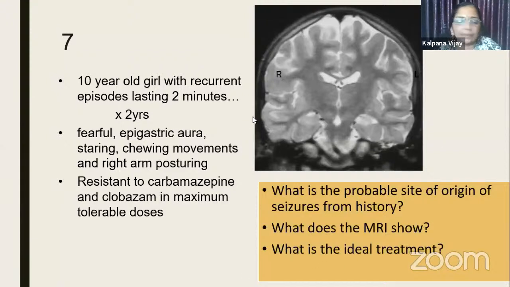So in this condition, if the patient is not responding to 1 or 2 drugs, immediately go for surgery, because the surgery will give a very good cure rate and the patient can even be seizure free without drugs. So when these children come with temporal lobe epilepsy, if they are resistant, it is very good if we can refer the child to a center where epilepsy surgery is being done. So 2 drugs in maximum tolerable doses in a period of 2 years or even 1 year, you can send the child. That is very, very important.